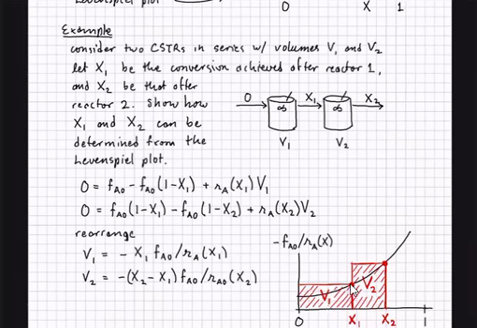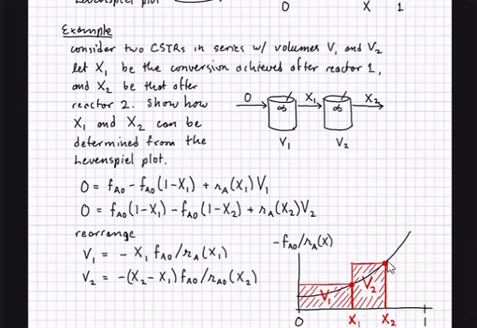And then once I've found that point, I can march off another volume, this time V2, which takes me out to location x2. And these are the two conversions that I will achieve by running these two CSTRs in series. You can imagine that you could write a code to do this process pretty easily. And of course, that's probably the way we do it now.